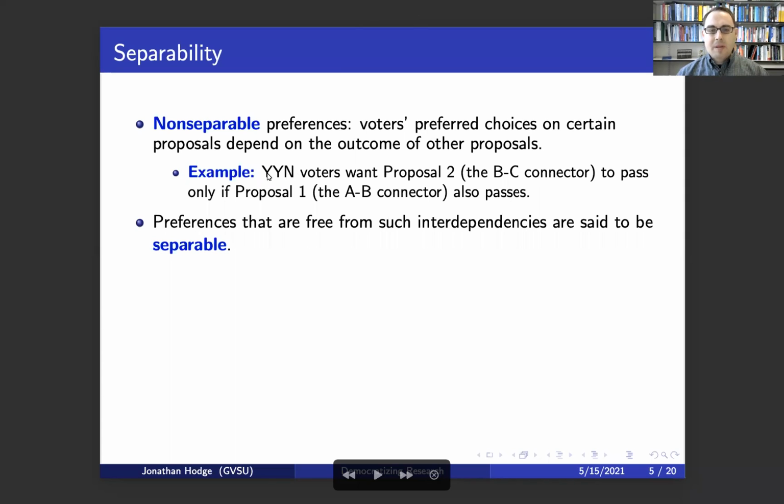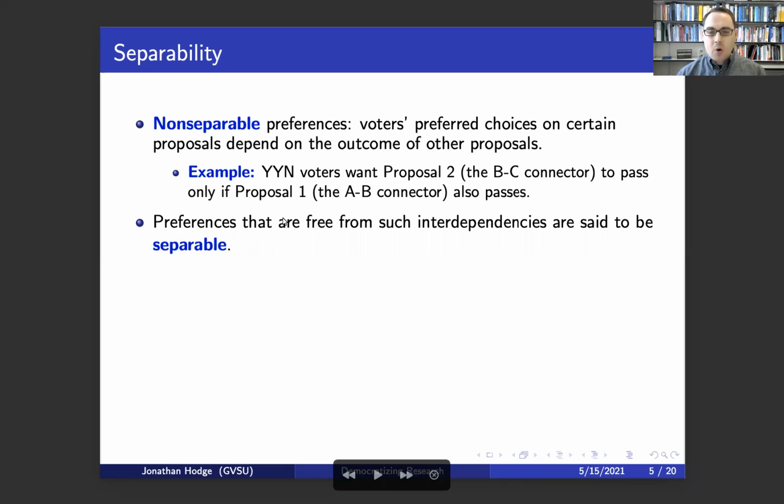So the problem is that these voters are voting on all three proposals at the same time. They don't know if proposal 1 is going to pass when they vote on proposal 2. And when we aggregate the votes separately, we end up with these problems where essentially the interdependencies get ignored. Voters can't express those interdependencies and the voting system can't take them into account either.